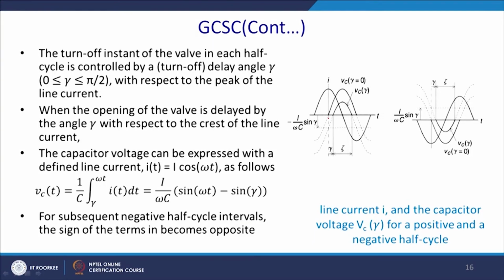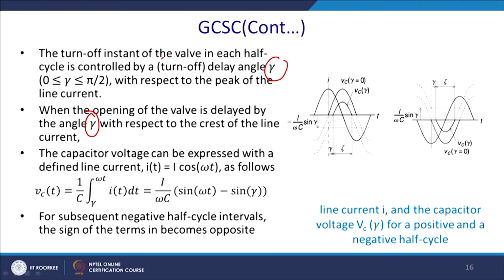So, this is the current and ultimately it leads the voltage by 90 degree. The turn off instant of the valve of each half cycle is controlled by the turn off delay angle gamma, where gamma is basically 0 less than pi by 2 with respect to the peak of the current. So, you see that the delay angle will be 90 degree.